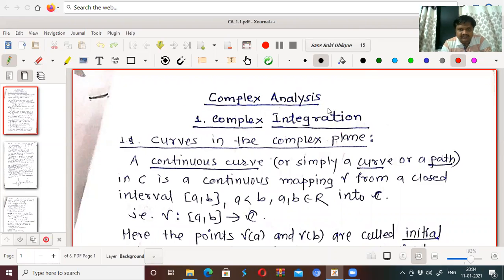Now today we will discuss some more preliminary concepts in the paper complex analysis, and the most preliminary concept is again curves in the complex plane. We have seen curves on the real line, right?